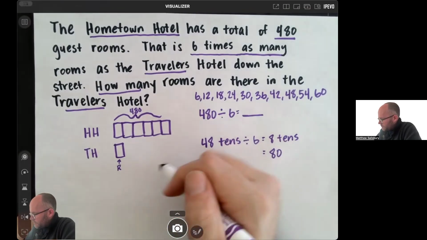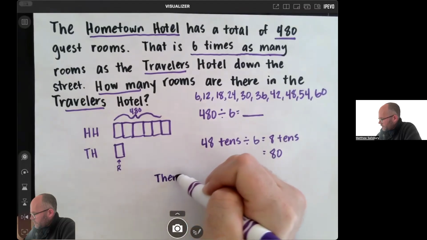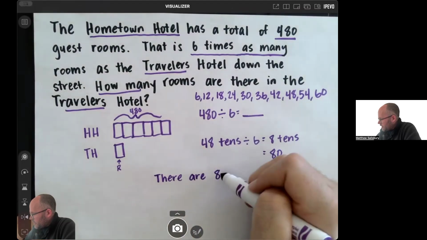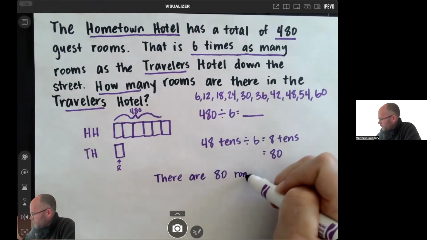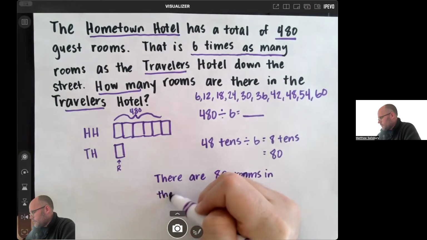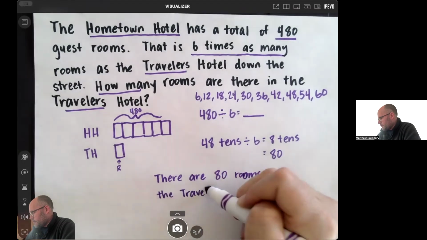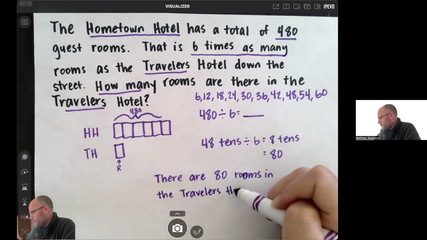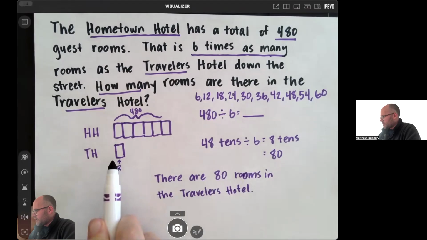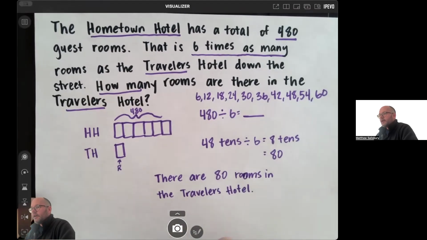So I'm going to write there are 80 rooms in the Travelers Hotel. So I read and underlined. I have my model. I solved. It makes sense. As you are working today, think about, do you want to draw place value disks? Do you want to use unit form? What works best for you?